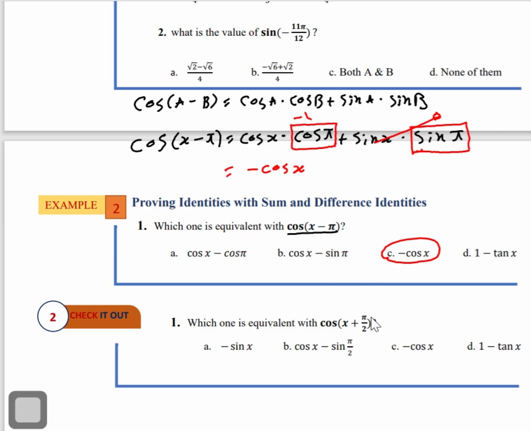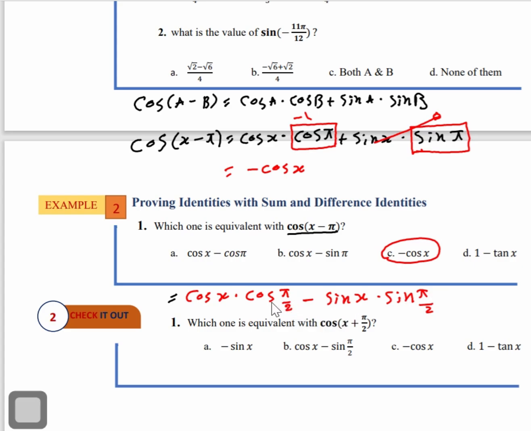Here we have cosine again. It will be cosine x multiplied by cosine pi over 2. We have plus, so it will be minus sine a, which is x, multiplied by sine pi over 2. As you know, we cannot do anything with cosine x and sine x, but we can evaluate cosine pi over 2 and sine pi over 2.